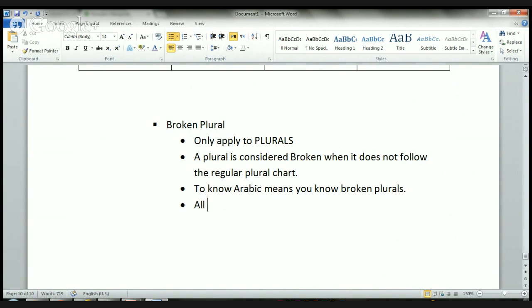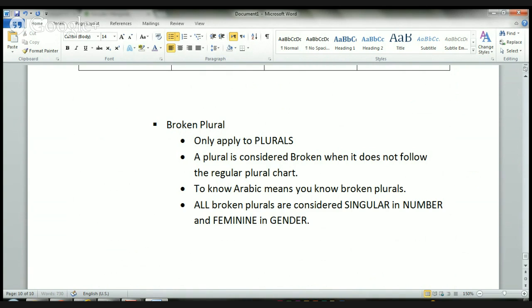And this is the golden rule. All broken plurals, every single one, all broken plurals are considered what? Singular in number and feminine in gender. Singular in number and feminine in gender.